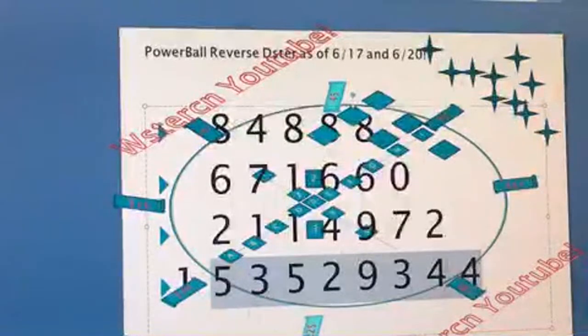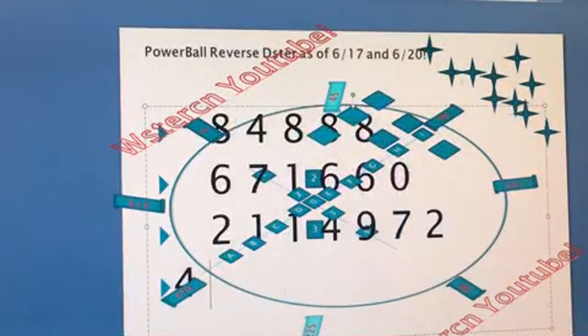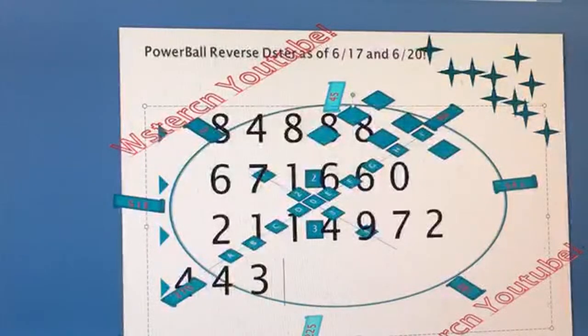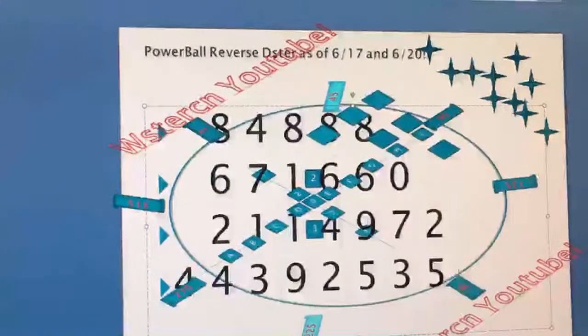It's not 1 now. Now, you see, when you reverse it, the number jumps up to 3, 9, 2, 5, 3, 5, 1.